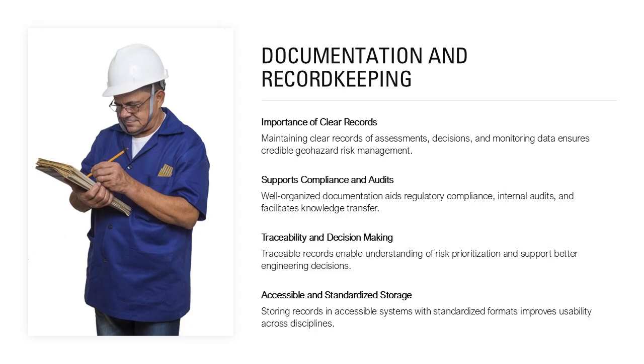API-RP 1187 emphasizes the importance of maintaining clear records of assessments, decisions, monitoring data, mitigation designs, and inspections. Well-organized documentation supports regulatory compliance, internal audits, and knowledge transfer. It also enables traceability, allowing engineers to understand why certain decisions were made and how risks were prioritized. Records should be stored in accessible systems and updated as conditions change. Consistent terminology and standardized formats enhance usability across disciplines. This slide highlights the role of documentation in supporting transparency, accountability, and continuous improvement in geohazard management.